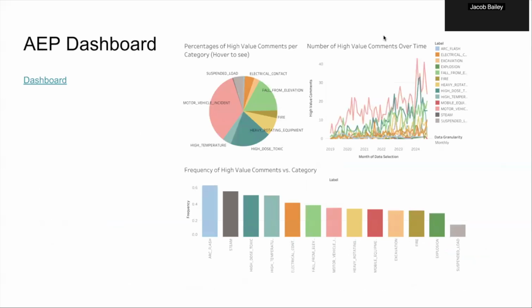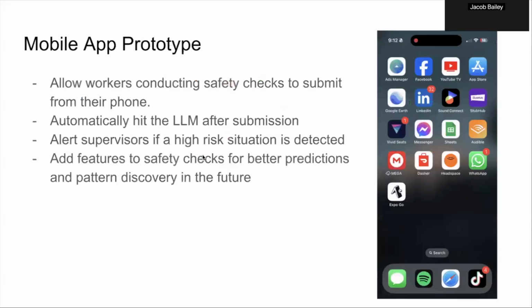So we were able to create a dashboard to model our model. On the top left, you can see the percentages of high valued comments per category. If you go to this link, we'll post these slides in our repository, you will see that you can hover over and see the percentages. We also have the frequency of high value comments for each category. And we also have the number of high value comments over time.